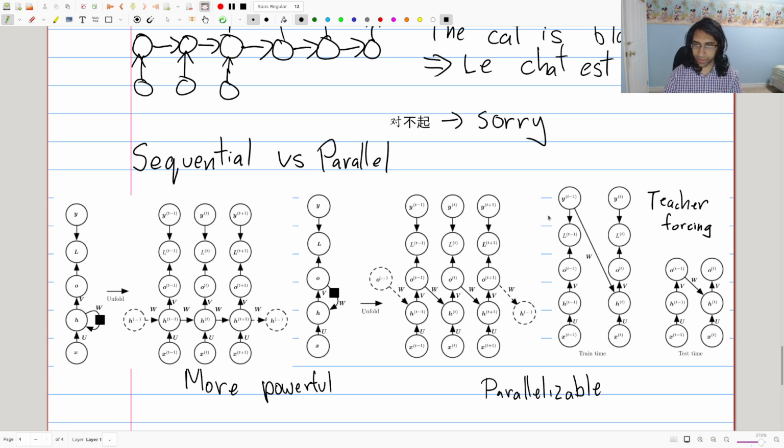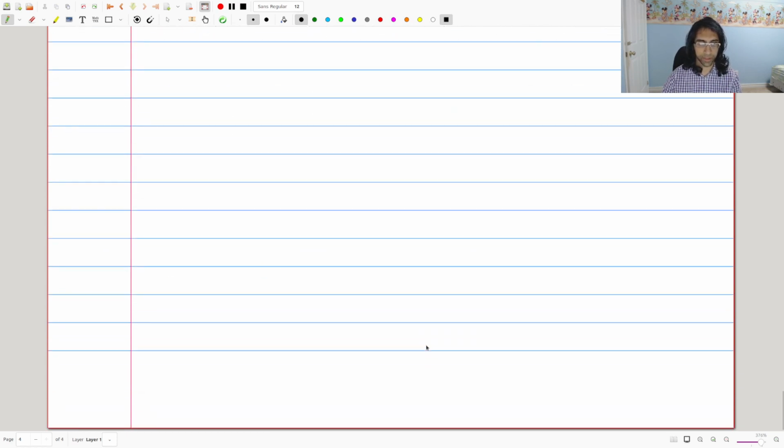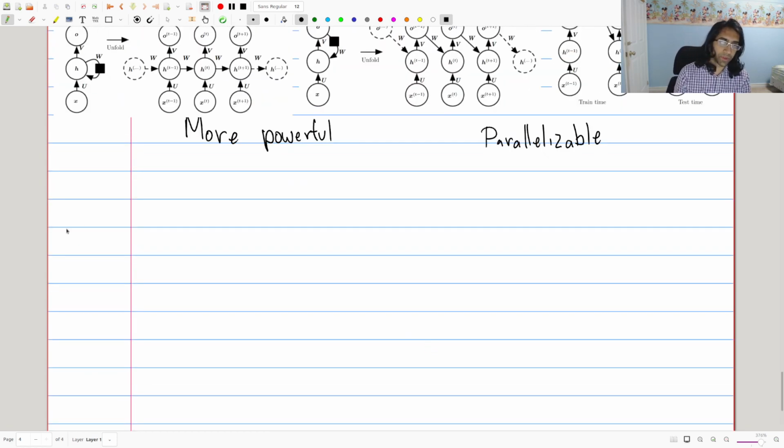Teacher forcing is just an idea where we use the actual output as a proxy for the prediction at that time step when we're doing training. So yeah, it's important to note this difference between train and test time when doing teacher forcing, or when we're using this structure of neural networks. Okay, so the next thing we're going to talk about is optimization for RNNs.